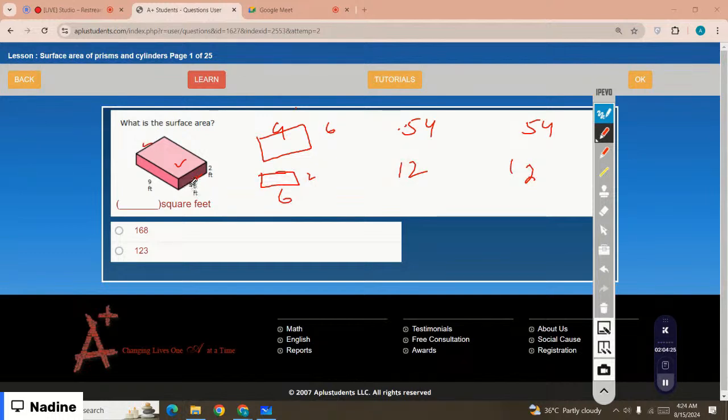Now calculate the area of this face. That would be 9 feet and 2 feet. So 9 times 2 is 18. Now you just have to add all the areas.